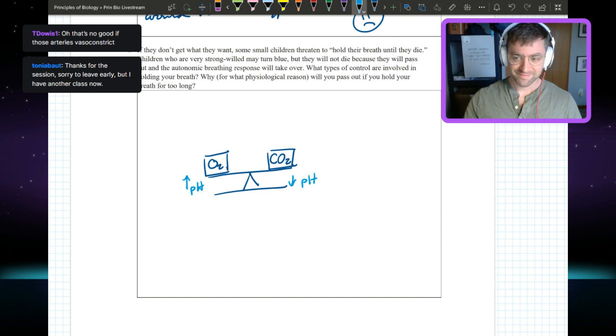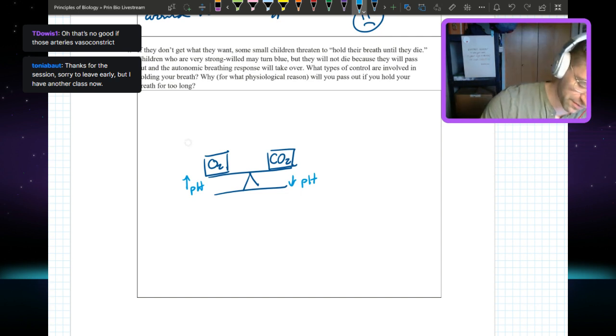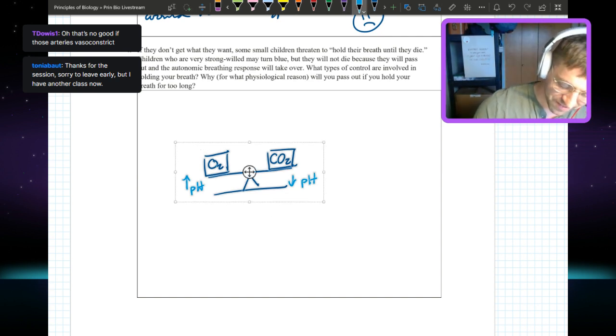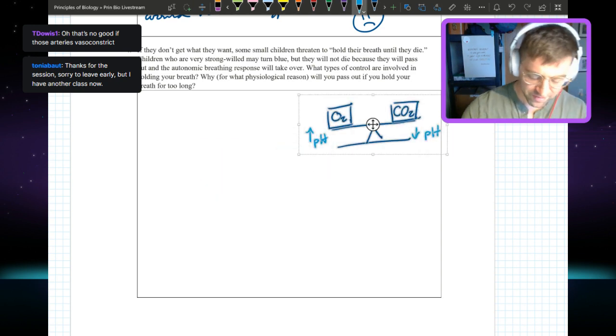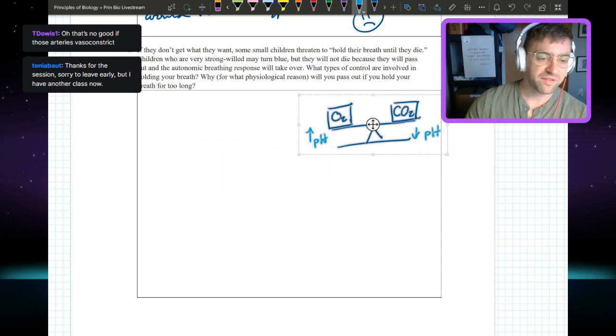I've drawn my little seesaw and now we haven't written anything about that reflex. But this is our last question.